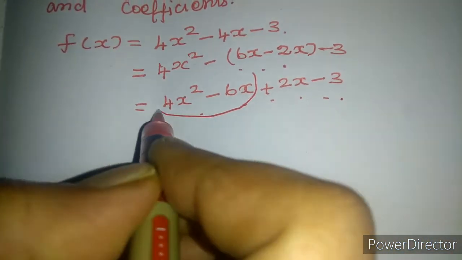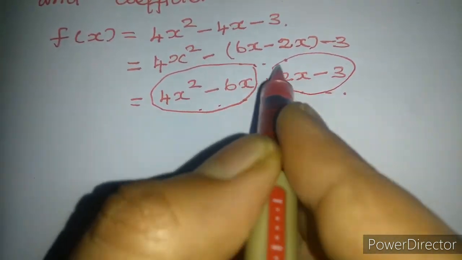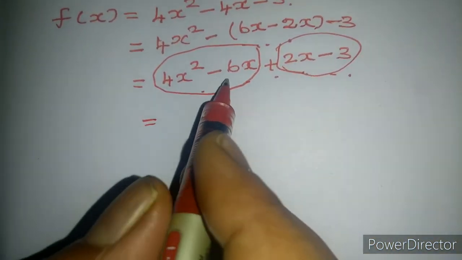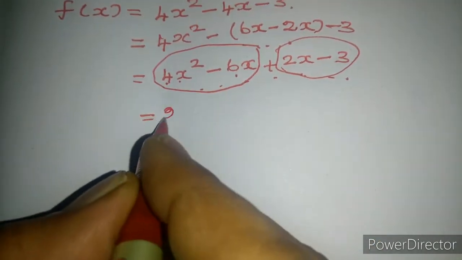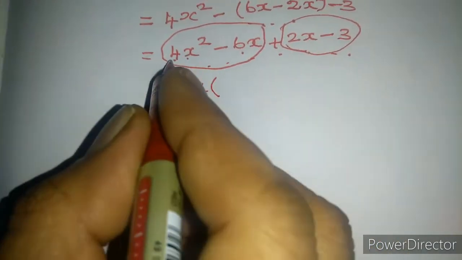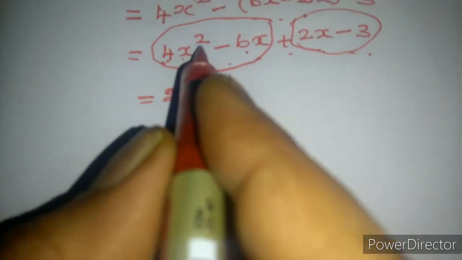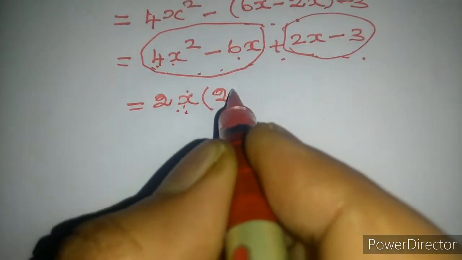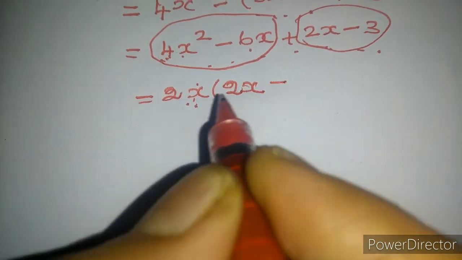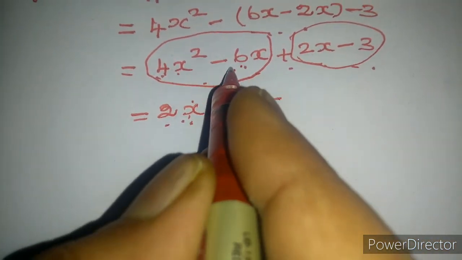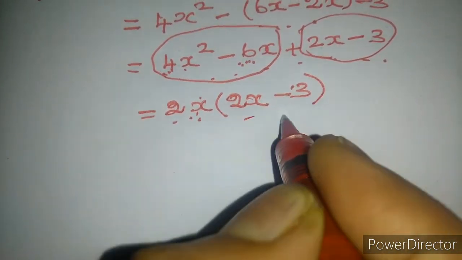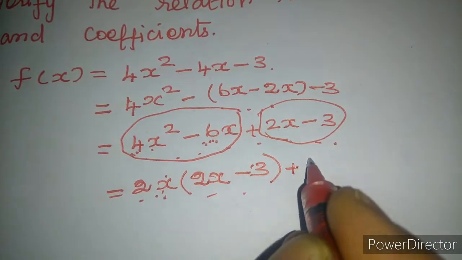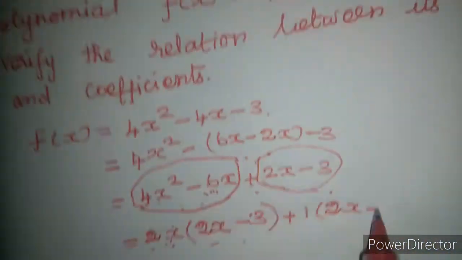Next we join these two terms and these two terms. So 4x square minus 2x, here what is common? 2x is common. So I am going to take 2x outside. Therefore here 2 is remaining. So 2. Then 1x I am going to take outside. So 1x only remaining. So 2x minus, here I take it as 2x, so 2 into 3, that is 3. Then x I take this outside. Therefore 2x minus 3. Plus here 1 into 2x minus 3.